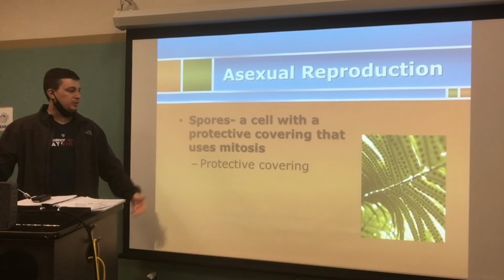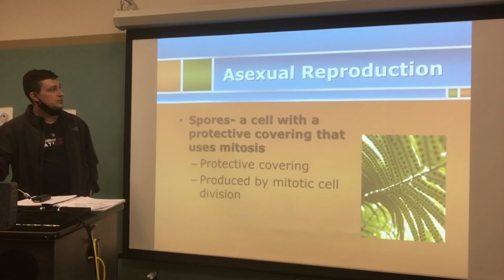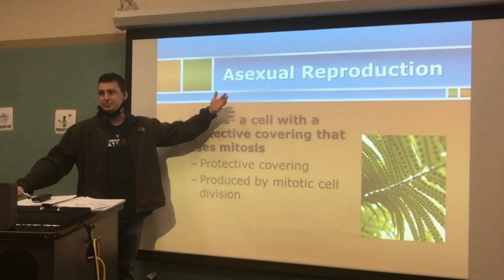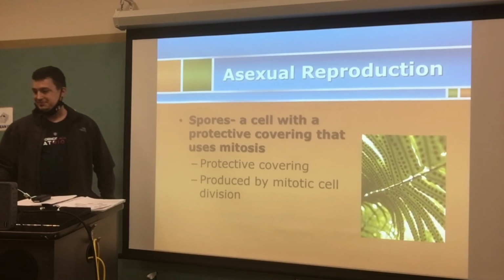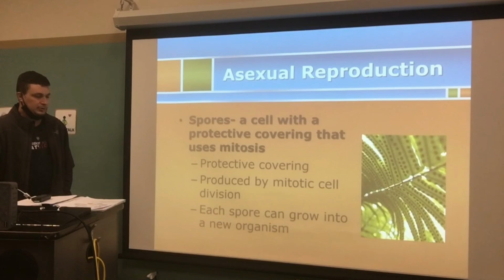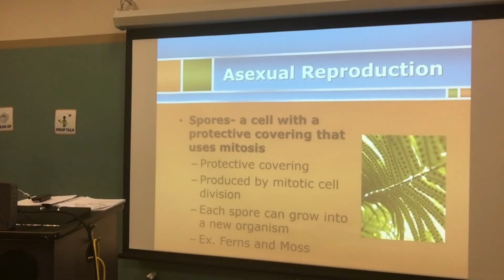This is another example of mitosis, isn't it? Notice these are all forms of mitosis. In fact, asexual reproduction is mitosis. Same thing. Each spore can grow into a brand new organism, and ferns and mosses and fungus or fungi are perfect examples.